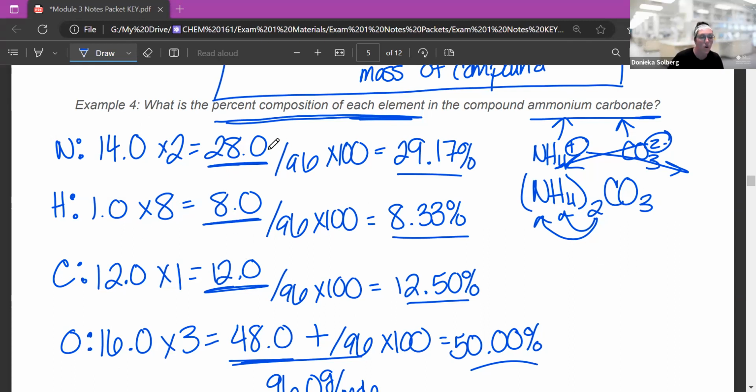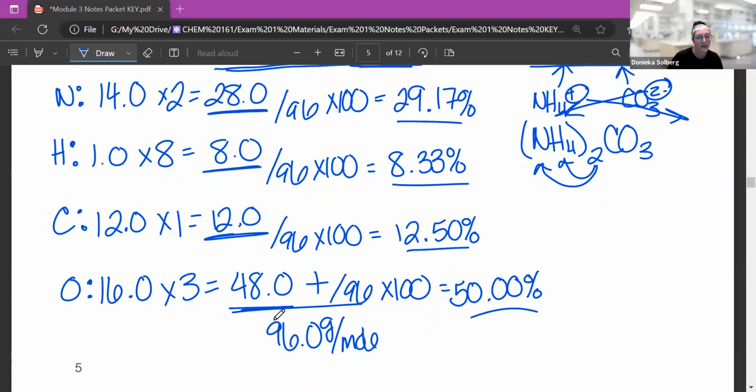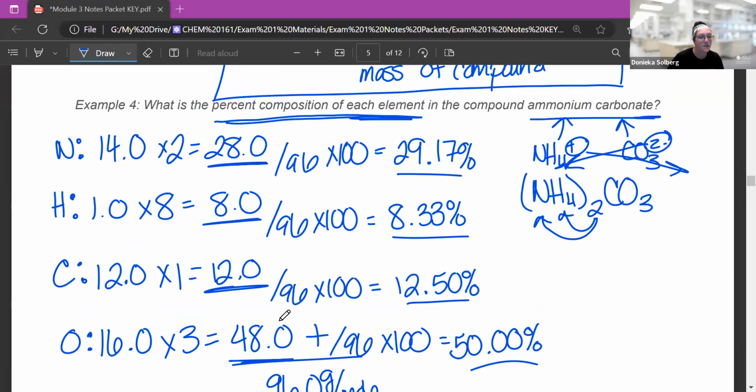Now, to get the mass of the whole thing, I add these together. So 28, 8, 12, and 48 gives me 96. This is the molar mass of the whole compound. So notice I use the unit grams per mole. That's the molar mass of this guy. So what I did then for each of these numbers, I divided it by 96, and times 100, and I got these percentages.